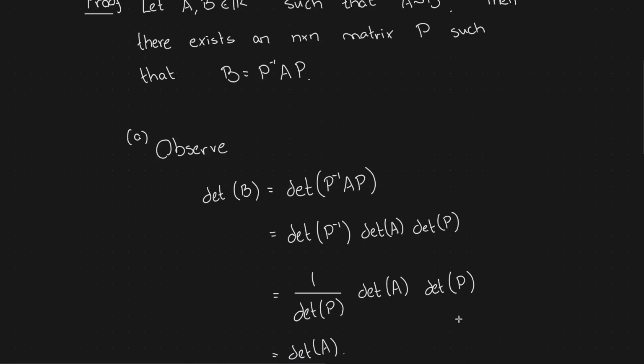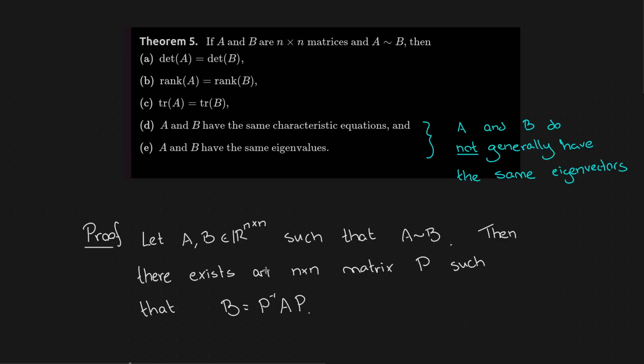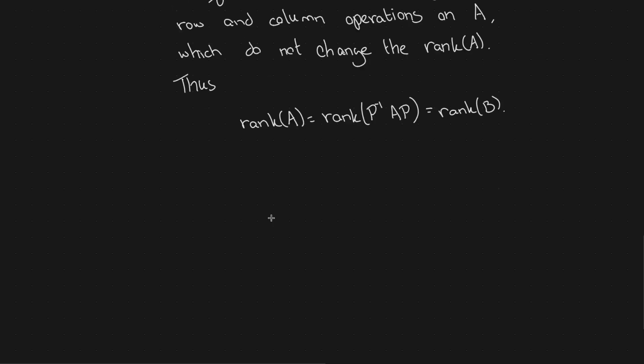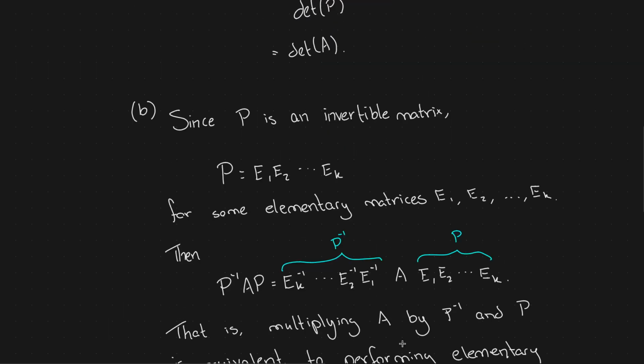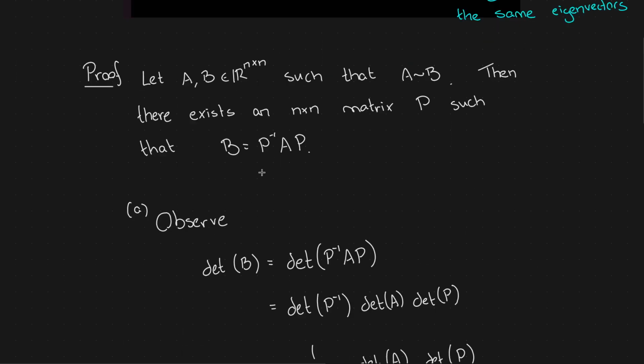All right. Part C is real easy if we take into account what we've already proven about traces and products. Observe that the trace of B is equal to the trace of P inverse AP. Just substituting here, B is equal to P inverse AP, right? That was our original assumption here, since A and B are similar matrices.